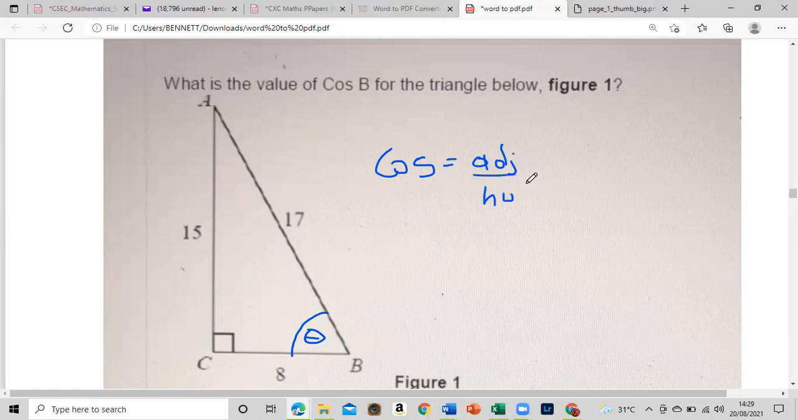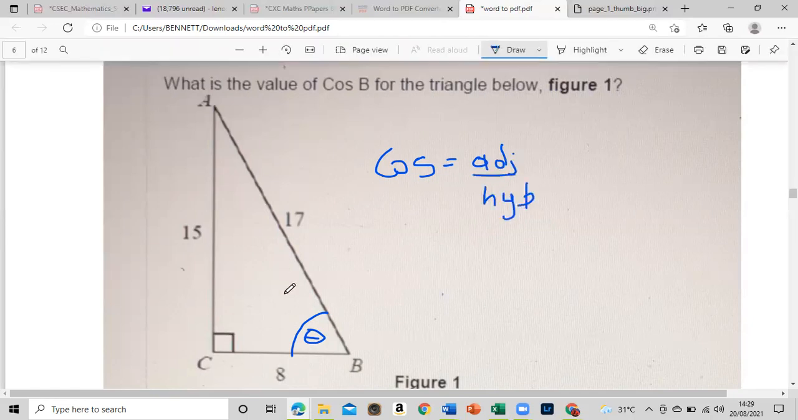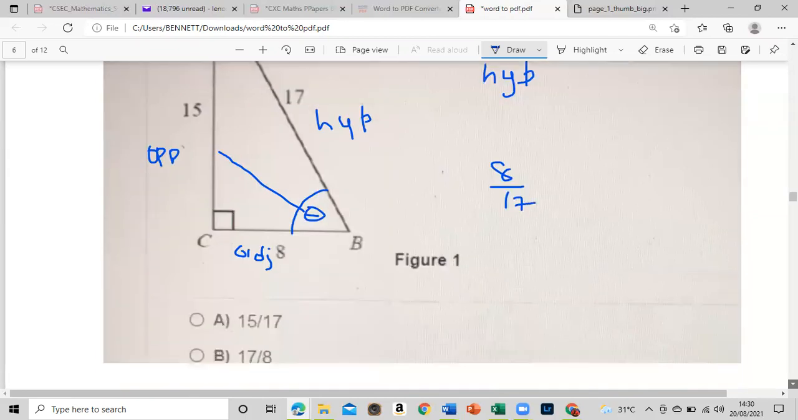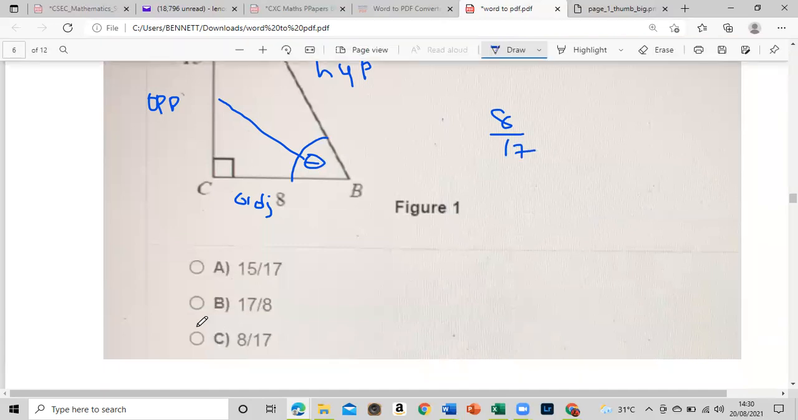We'll go down to the options. So this is the opposite. So the adjacent, because remember we're looking from this angle. So here's our opposite. This will be our hypotenuse. And naturally, it is our adjacent. Right? So adjacent would be 8 over 17. And it's done. Our option would be C, and that would be our answer.